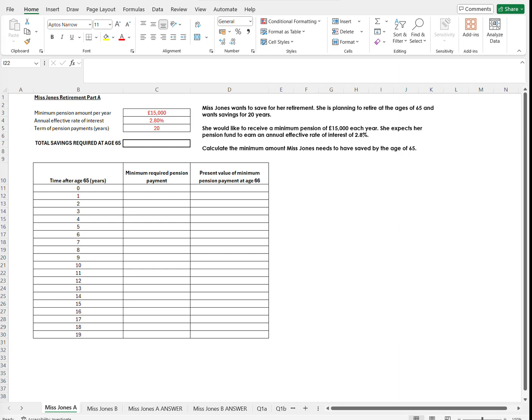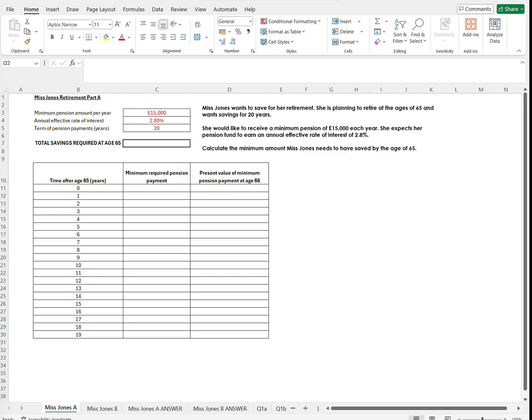Okay, we are about to have a look at a pension spreadsheet here. Miss Jones wants to save for her retirement. She's planning to retire at the age of 65 and she wants to save for 20 years' worth of pension, so from the age of 65 to the age of 85.